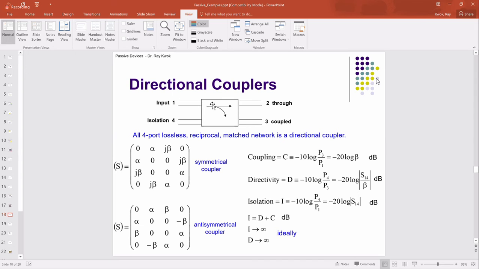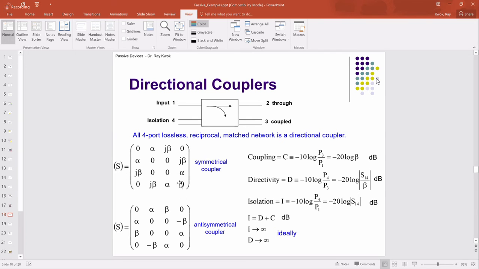So this is called the through port, and when the signal comes out here, it goes to the coupled port, port 3. And the last port is what we call the isolation port. This is there to capture anything reflected from port 2. When it comes through here, it wants to dump onto port 4. Okay. So the 4 ports are called input, through, coupled, and isolation.